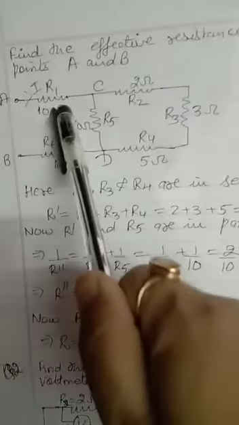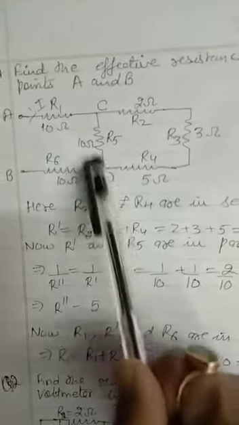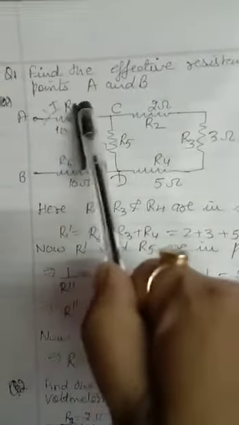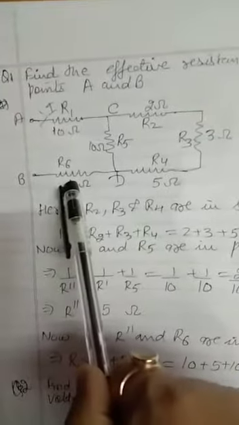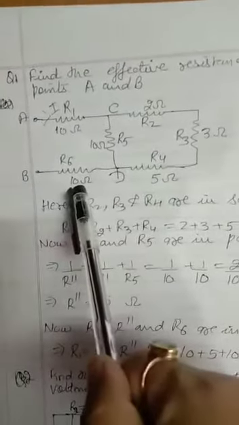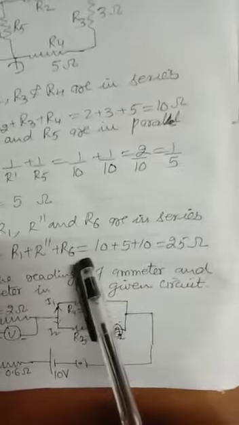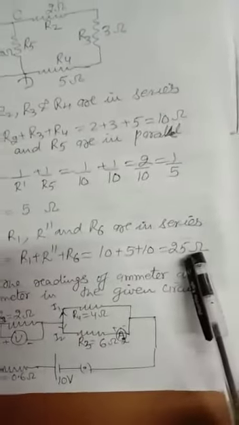So now you can say that whatever resistance is there between C and D, the net resistance between these 2 points is R double dash. So now whatever current is coming from R1 will go to R double dash and R6. So these 3 resistances R1, R double dash and R6 are in series. The net resistance of the circuit will be R1 plus R double dash plus R6. It means 25 ohm.